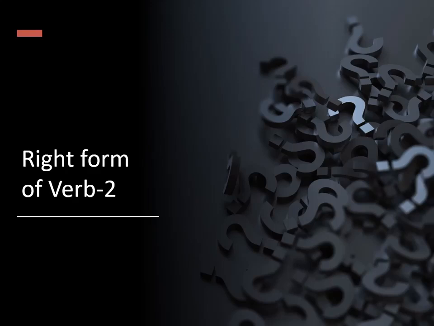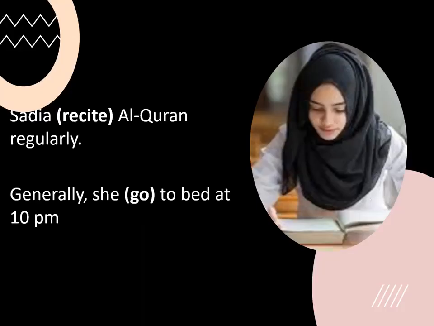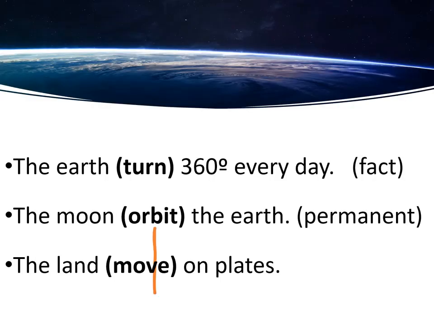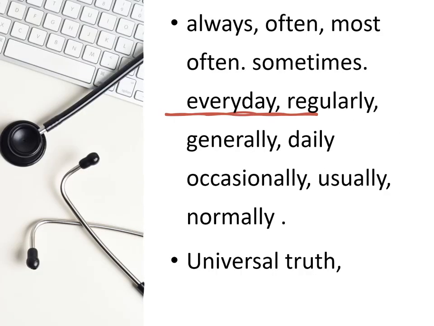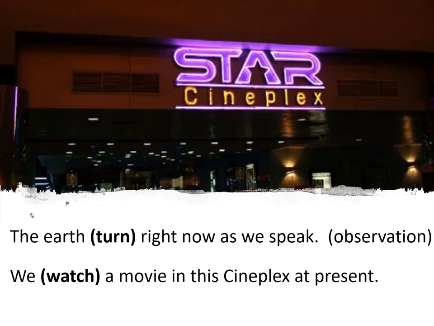My dear students, this is our second class on right form of verb. In our last class, we discussed the present indefinite tense. Then we also showed you some signal words which indicate the tense of the verb. Then of course, we also worked on present continuous tense.